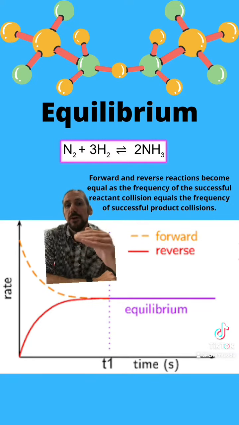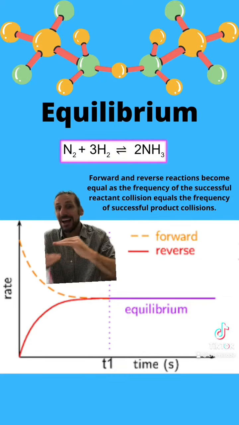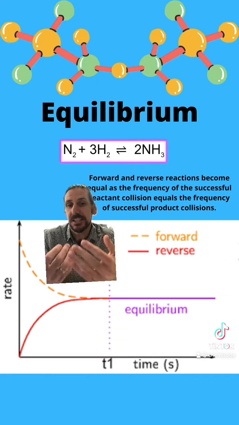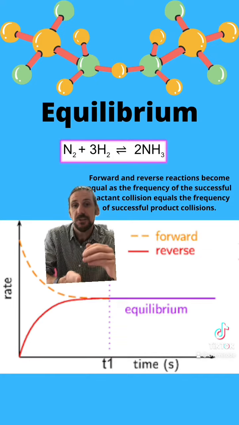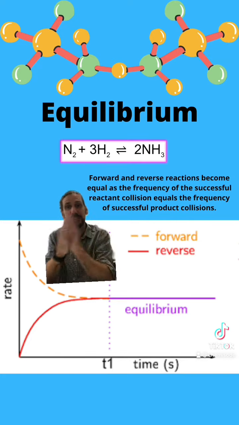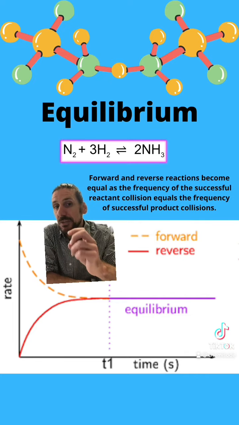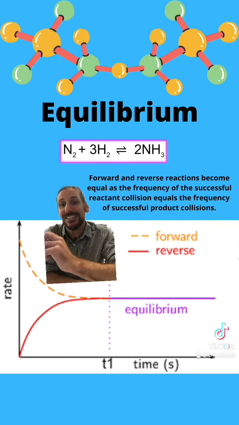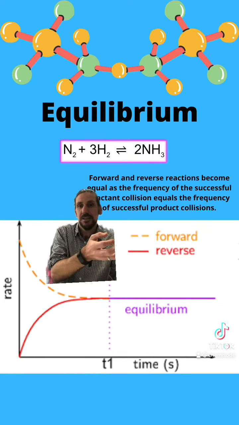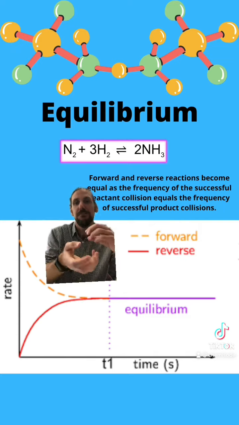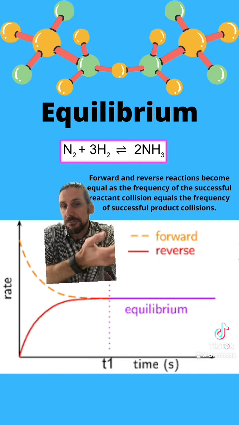Eventually, you'll get to a point where the rate of our forwards reaction and the rate of our reverse reaction are actually equal, and the frequency of successful collisions between our reactants banging together to make products and the frequency of successful collisions between our products banging together to go backwards to reactants are at an equal rate. So therefore, we have reached equilibrium, where the concentration of our reactants stays the same because the number of reactants producing products is balanced by the number of products producing reactants, and that is where equilibrium is made.